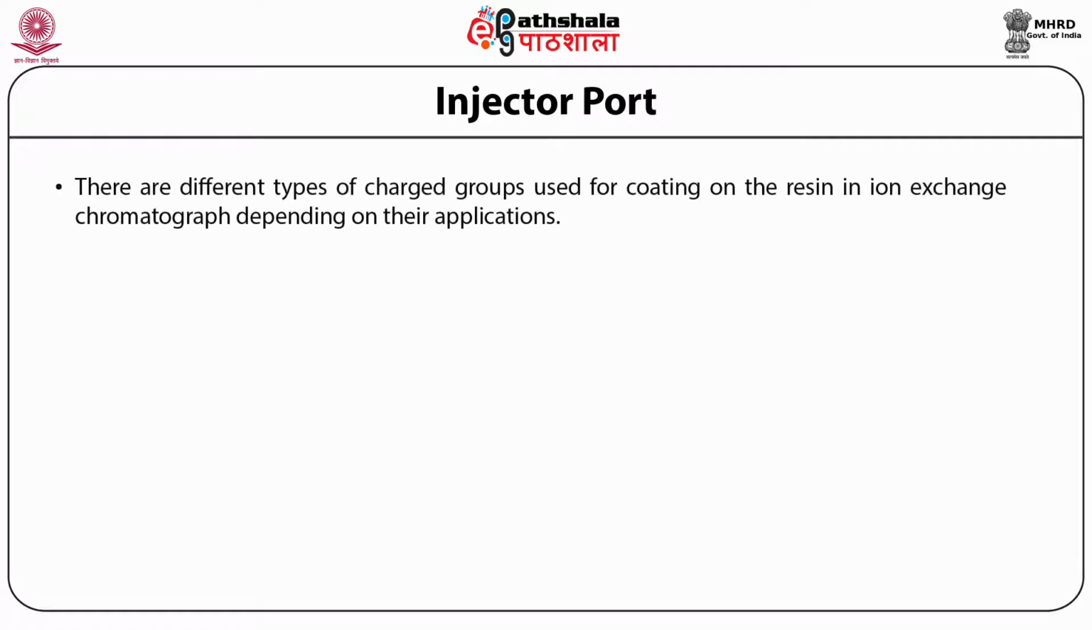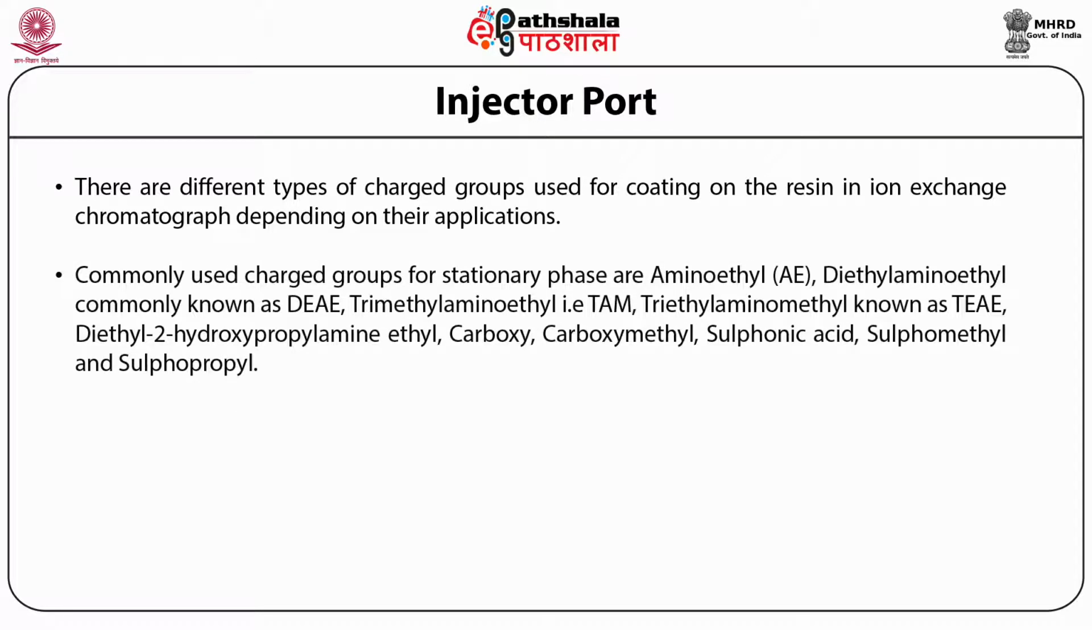Now, there are different types of charged groups that are used for coating onto the resin. The commonly used charged groups for the stationary phase are aminoethyl, diethylaminoethyl, which is commonly known as DEAE, trimethylaminoethyl, that is TAM, triethylaminomethyl, known as TEAE, diethyl 2-hydroxypropylamine ethyl, carboxymethyl, sulfonic groups, sulfomethyl groups, and sulfopropyl group.